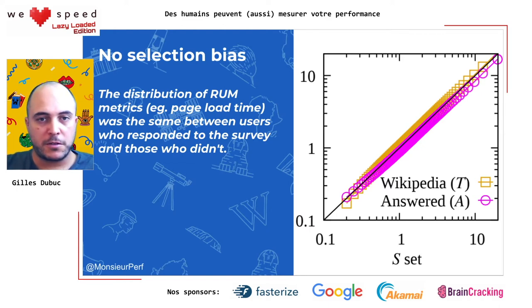And we discovered the distribution of page load time was the same between the two corpus, which shows that there was no self-selection bias when it comes to raw metrics between users that decided to answer the survey and the ones that didn't. And that's very important. It's basically the gateway to this study being meaningful, because we have demonstrated that answering the survey itself did not have an impact on the answer.